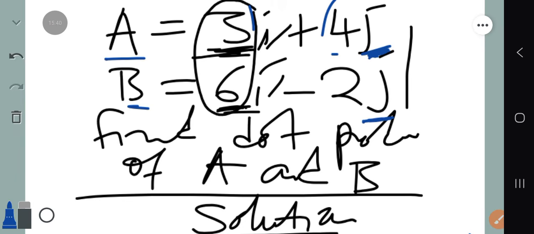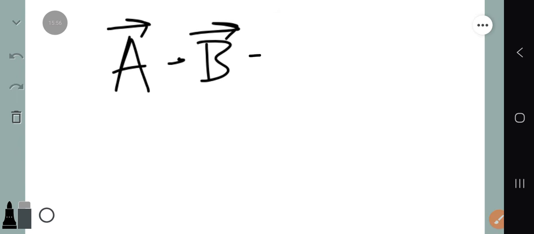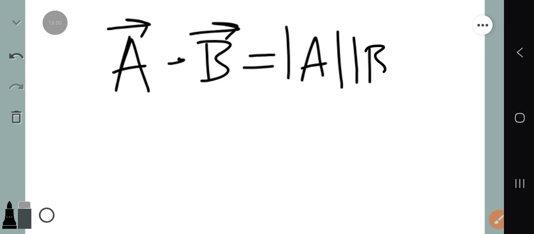Now, there is also another formula that you need to learn. The dot product of vectors is also given as A dot B equals the magnitude of A times the magnitude of B cos theta, right? So the same question that we had, all right?